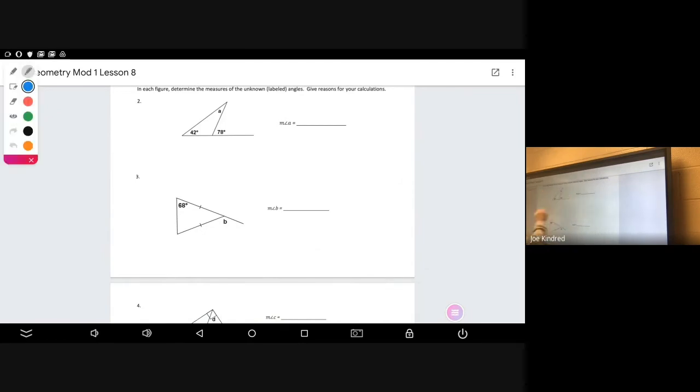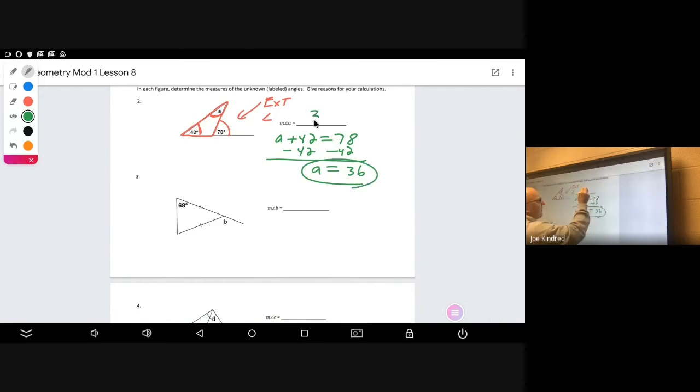This one's straightforward. This one is very simple because you notice that, hey, I think I've seen this one before. Here's a triangle. This is an exterior angle. These are the remote interior angles. So the equation: A plus 42 is equal to 78. Solve. And A is equal to 36.